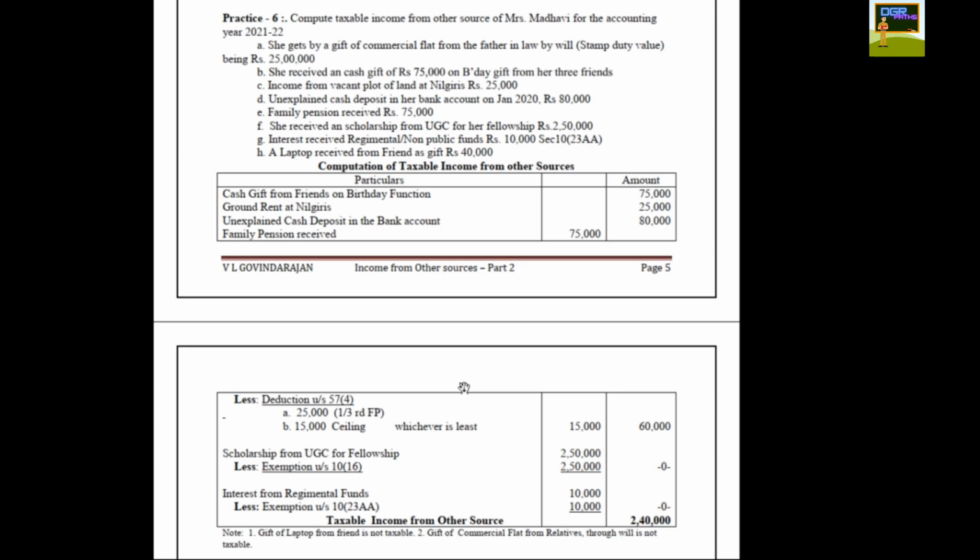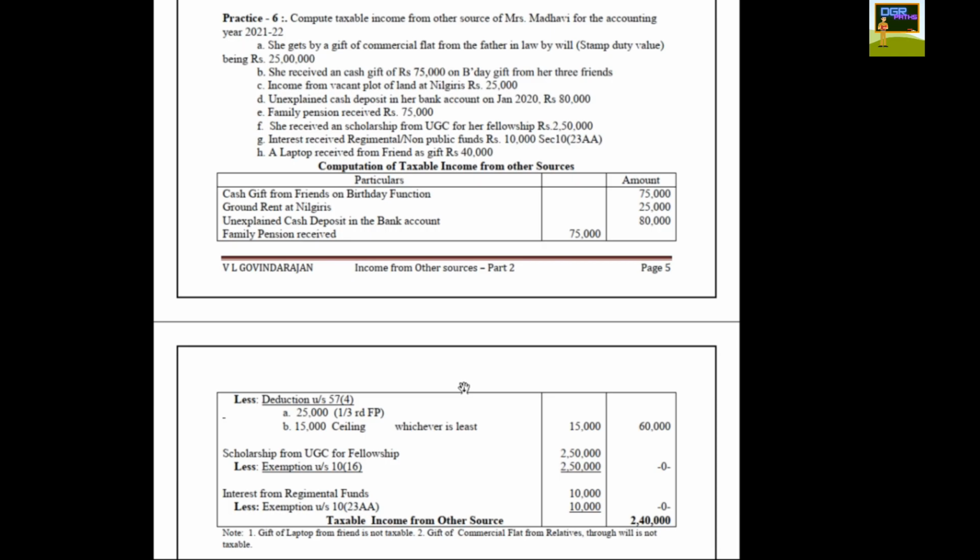Family pension received 75,000, less deduction under section 57(iia), one third or 15,000, whichever is the least. That amount is deductible from the actual amount, the balance taxable. She received a scholarship from UGC for a fellowship. It was fully exempted under section 10(16). Interest received from regimental non-public fund, rupees 10,000, was fully exempted under section 10(23AA). It was given in the question itself.